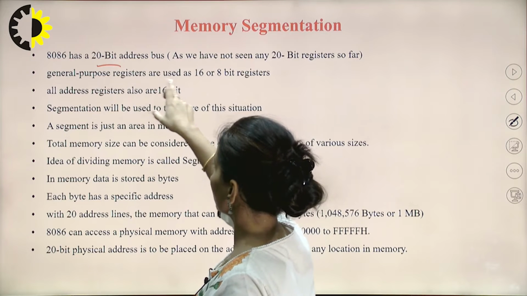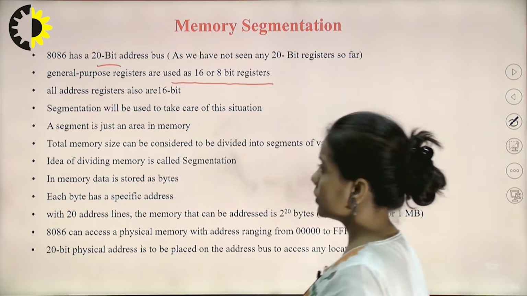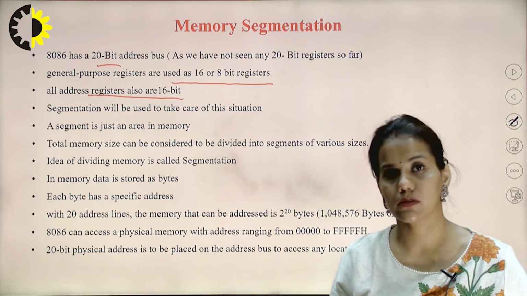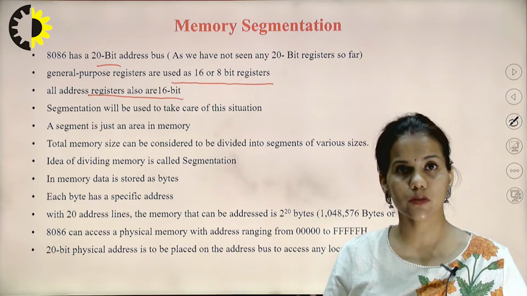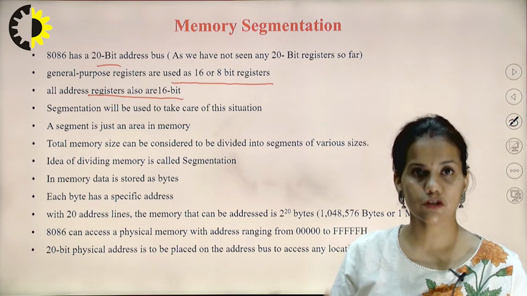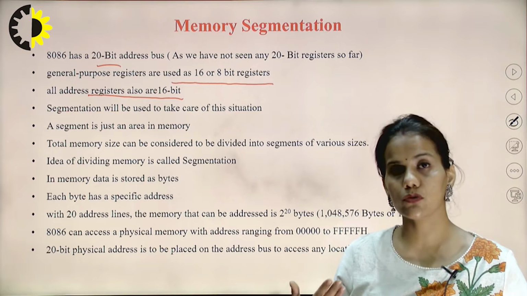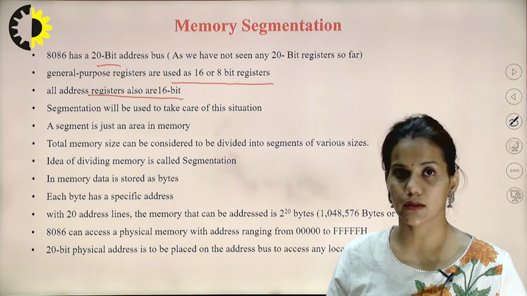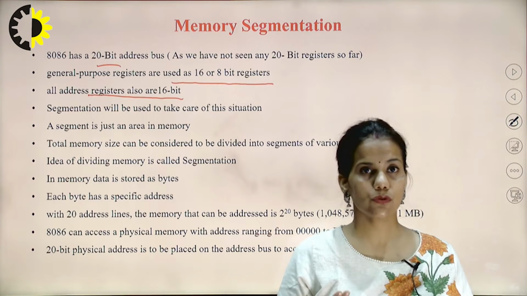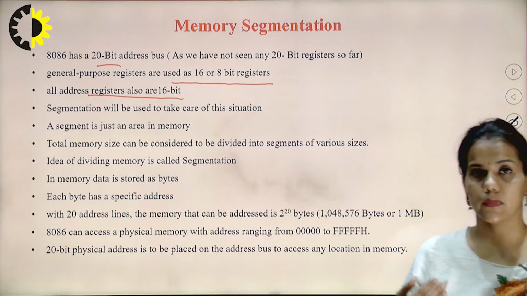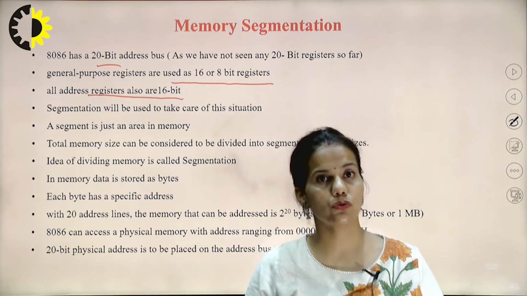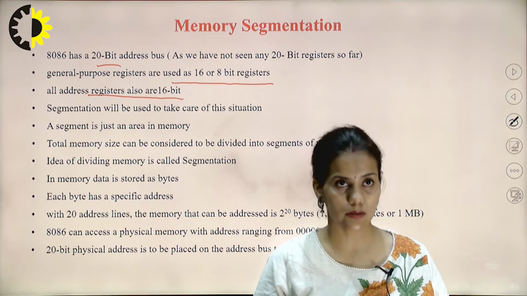General purpose registers are used as 16 or 8-bit registers. All address registers are also 16-bit. Which are the address registers? Stack pointer, base pointer, instruction pointer, source index and destination index registers. These are all used to hold the offset. And segment registers are used to hold the base addresses of all the segments available in 8086. So these are also part of the address registers.